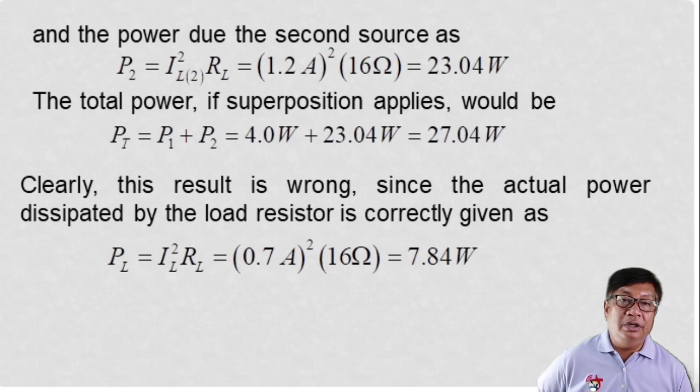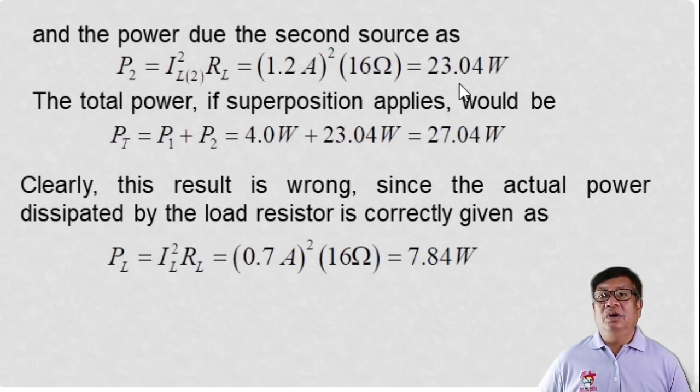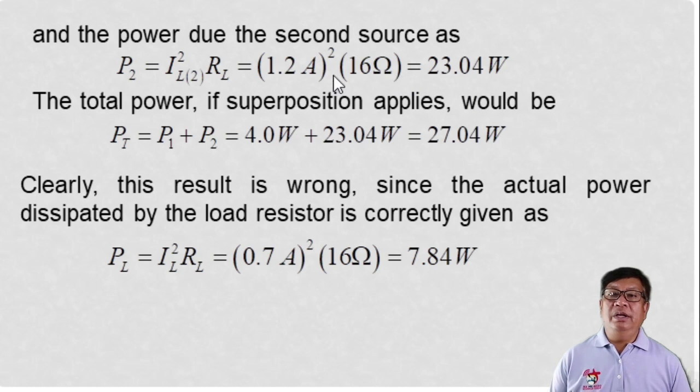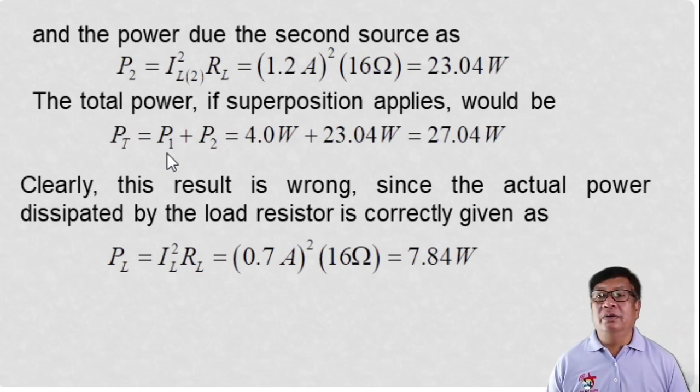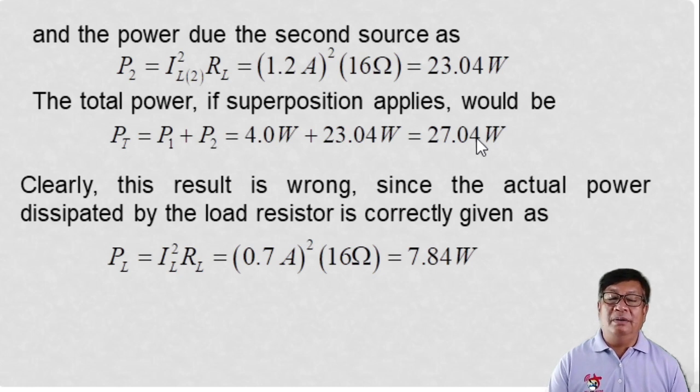For the second solution, as we said, we are using the current source, and our result for the current is 1.2 squared times the resistance of the load. More or less, that is 23.04. If you sum up our power, we have P1 and P2. P1 is the power using our source voltage, and P sub 2 is the power using the current source. So we have 4 watts and 23.04 watts. If you add these two powers algebraically, it will yield 27.04 watts.